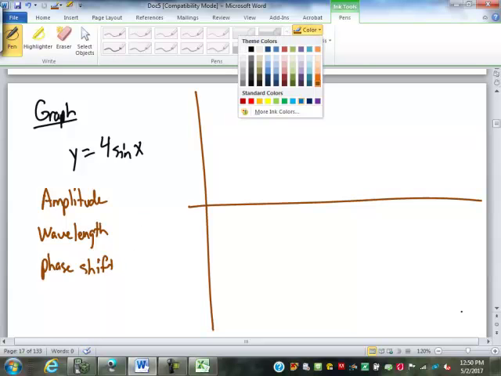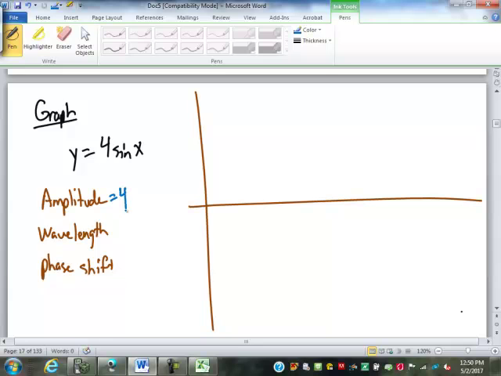What's the amplitude here? 4. That's because of the number that multiplies in front of the sine. You go up 1, 2, 3, 4, positive 4 here. Down 1, 2, 3, 4, negative 4 here. That's how high the wave goes. Instead of going up to 1, it goes up to 4.